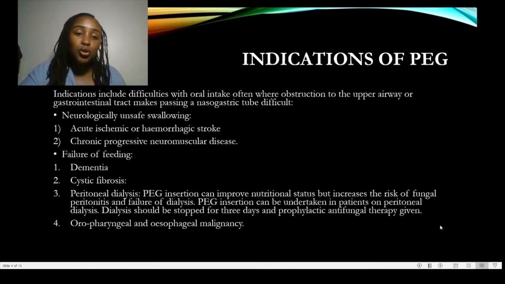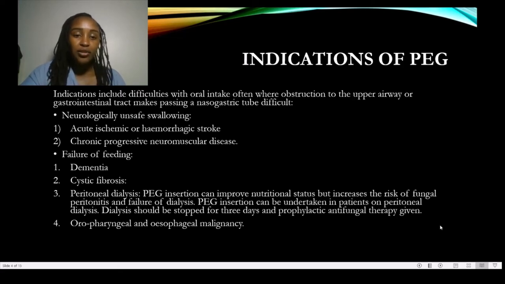Another indication is cystic fibrosis, because in this condition there's a lot of secretions, there's a lot of blockages, and this would end up with esophageal strictures, which is a narrowing of the alimentary canal, especially from the upper portion up to the stomach level, and this will impede feeding, and therefore a gastrostomy tube may be put.